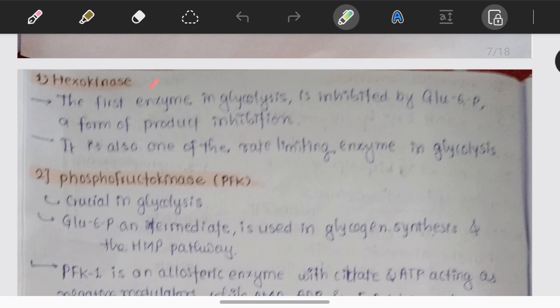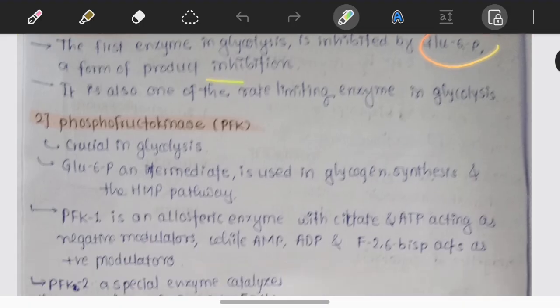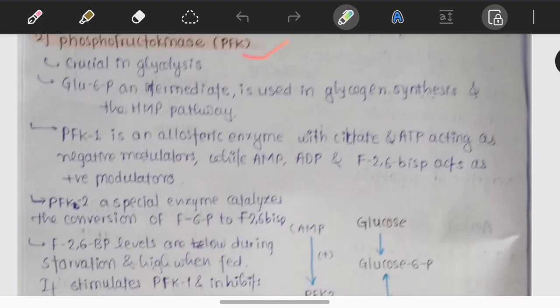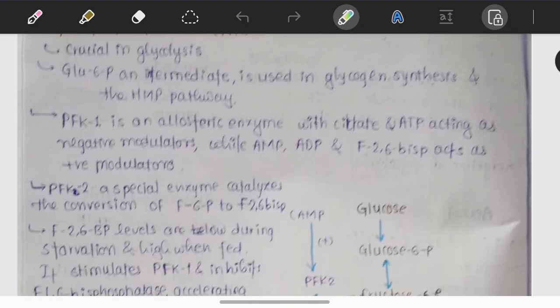First one is hexokinase. The first enzyme in glycolysis is inhibited by glucose 6-phosphate, a form of product inhibition, and it is also one of the rate limiting enzymes in glycolysis. Then phosphofructokinase. It is crucial in glycolysis. Glucose 6-phosphate, an intermediate, is used in glycogen synthesis and the HMP pathway.